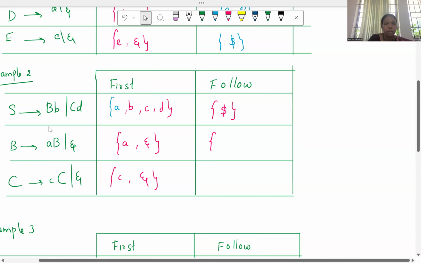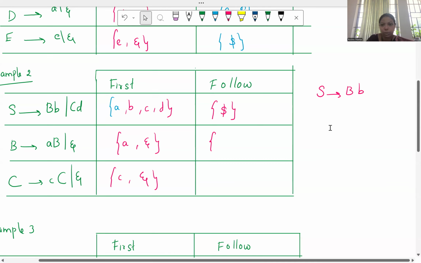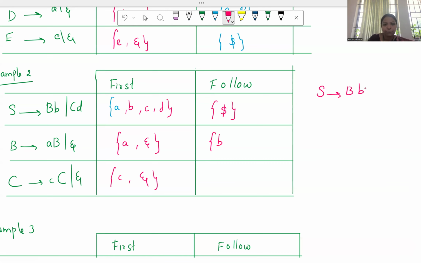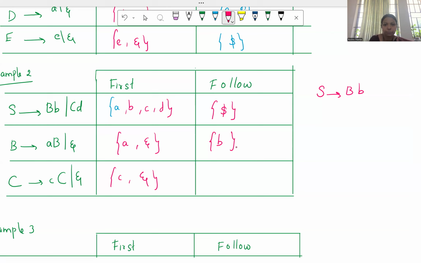And now let's look at the follow of B. So B means you have to see in all the right hand sides of the productions wherever B is coming. In this production I have a B. So who is following B? This capital B is followed by a small b. So directly I can write b. And you can see here also capital B is coming on the right hand side, but followed by nothing. Nothing means you have to see the follow of the left hand side, that is capital B. So that's what we are finding, right? So nothing else is there other than b.